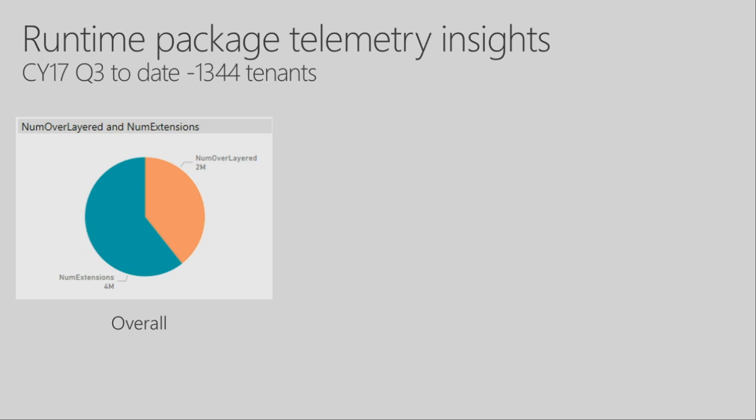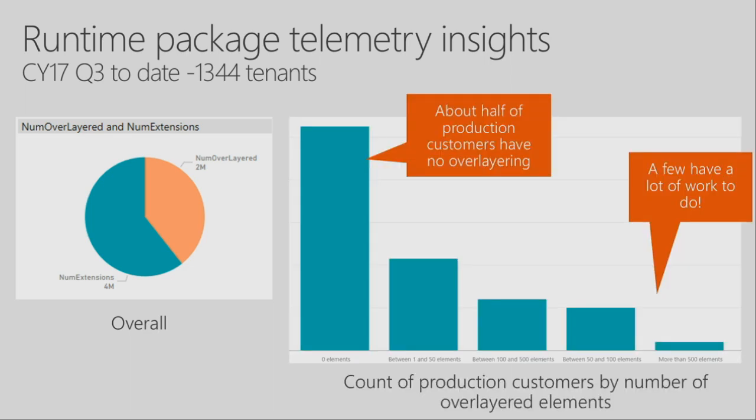You can see, if I look at calendar Q3, as of a couple of weeks ago, this was deployments to 1,300 instances, 1,300 tenants. You can see about 60% of the customizations are extensions, and roughly 40% are overlayers. So we're definitely making some progress in getting those extensions out. If you look at it from a per customer basis, the big bar are customers that have no overlaying, so that's good news. It's about half of the customers have no overlaying at this point.